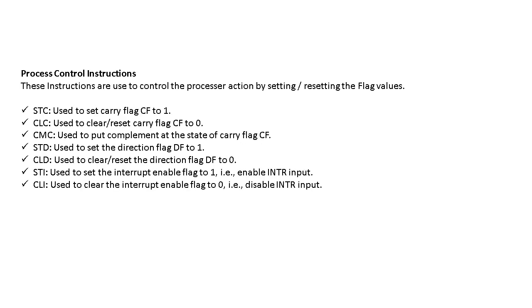Process control instructions. These instructions are used to control the processor action by setting or resetting the flag values. STC, used to set carry flag CF to 1. CLC, used to clear or reset carry flag to 0. CMC, used to complement the state of carry flag, that is CF. STD, used to set the direction flag, that is DF, to 1.